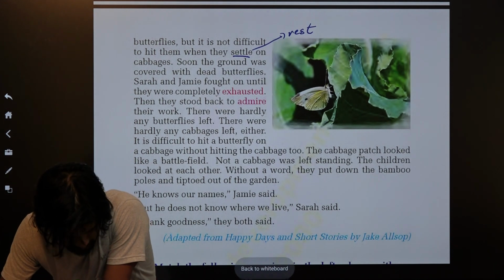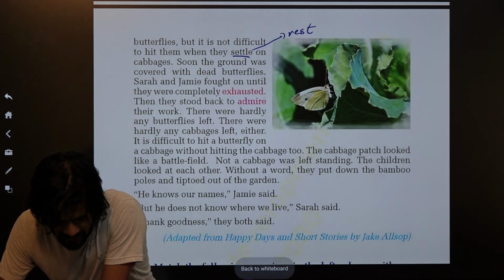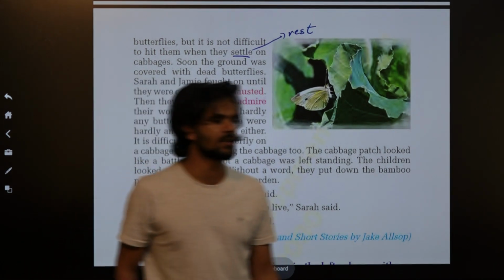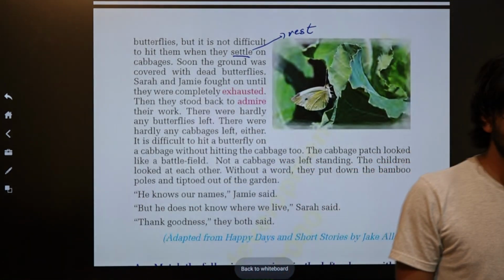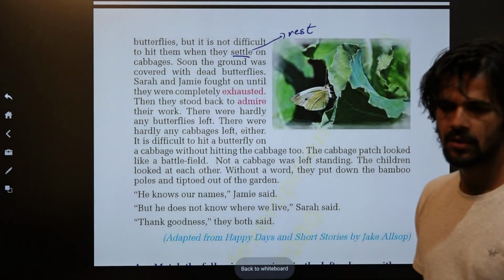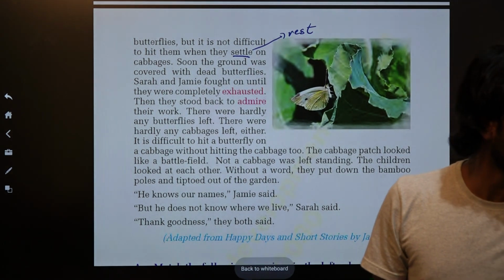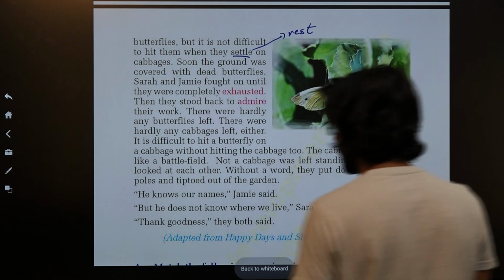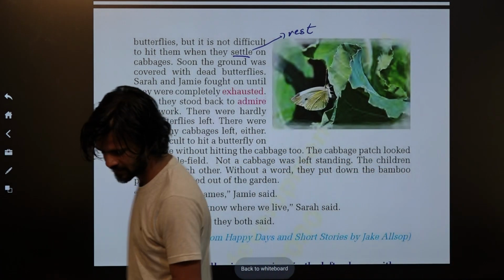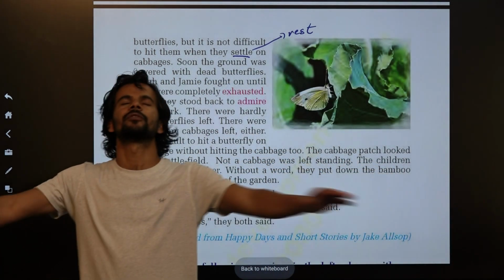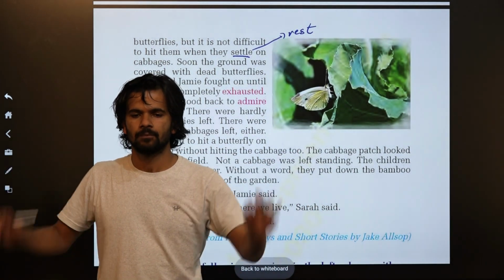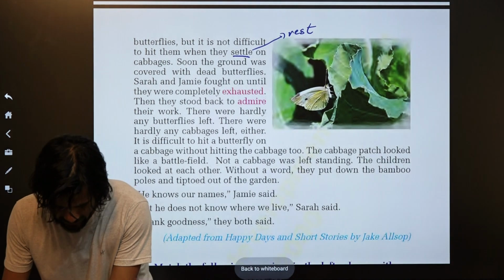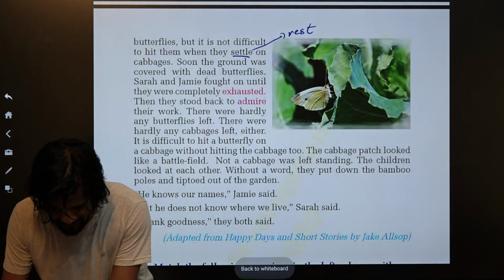Soon the ground was covered with dead butterflies. So they were hitting all the butterflies that were resting or settling on the cabbages, right? And soon the ground was filled with this. So all the dead butterflies were on the ground. Sarah and Jamie fought until they were completely exhausted, tired.